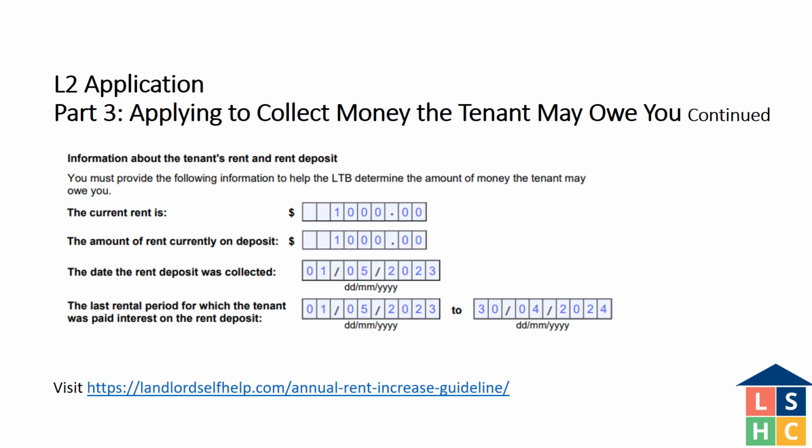Use this section to let the Landlord and Tenant Board know what the rent amount is and whether or not you have a last month's rent deposit. This information will be used to calculate a per diem rent amount. Interest on the last month's rent is owed to the tenant annually and is based on the annual guideline amounts. Visit Landlord Self-Help Center's website for more information about the guideline.